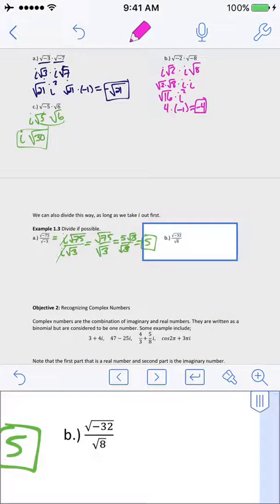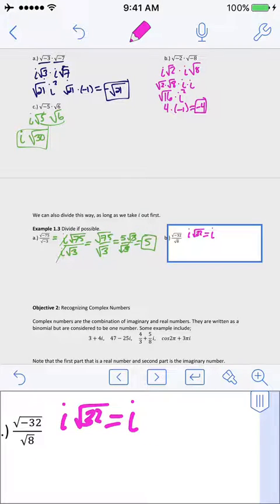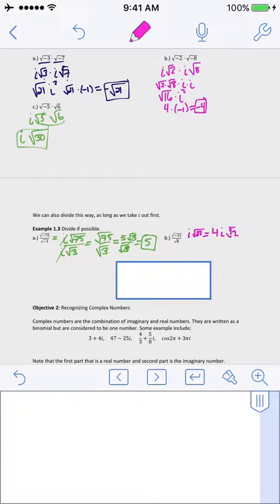Same thing goes over here. Let's try this one. So I'll take this i times the square root of 32. Square root of 32 I can also reduce down to i times 4 root 2. That's not how I would write it. I would write it 4i root 2. Let's do that on the side over here.